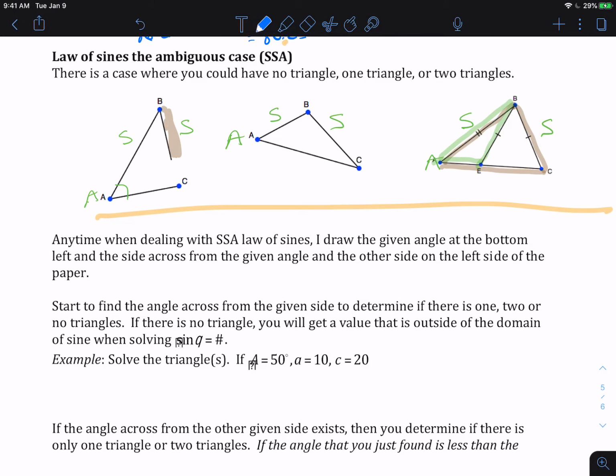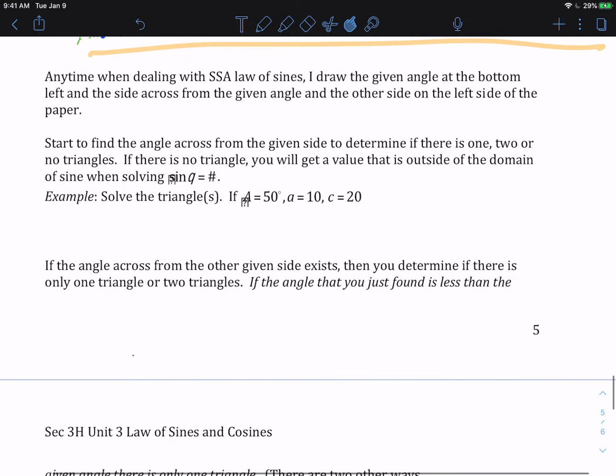Okay. So we go about our problem the normal way that we go. This should say angle A. I just didn't interpret it right. So what we're going to do here, I'm going to draw myself a picture so I can orient myself. So here's my 50 degrees. That's angle A. Across from angle A is side A, so that's 10. And then side C is 20.